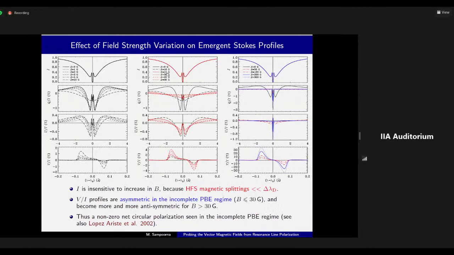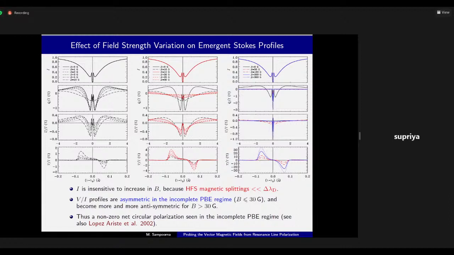Intensity is insensitive to increase in B because the HFS magnetic splittings that we have are much less than the Doppler width that we have chosen. In the V/I profiles, we see that they are asymmetric in the incomplete PBE regime, so for fields less than 30 Gauss. This is because of the nonlinear splitting of the magnetic components in the incomplete PBE regime.